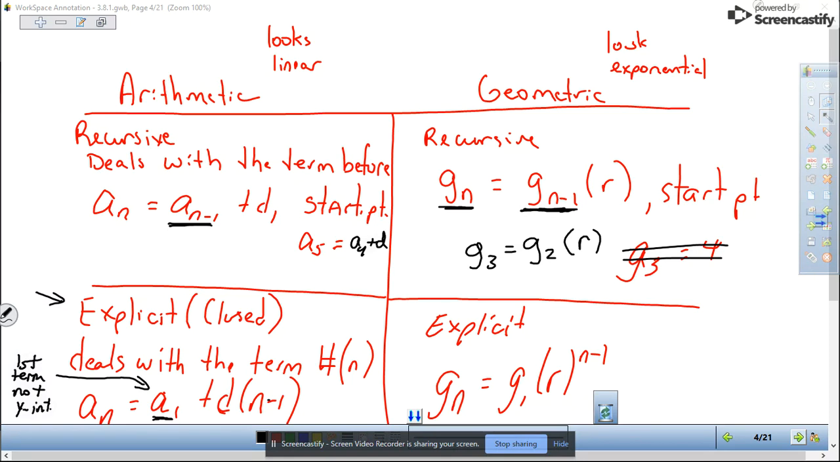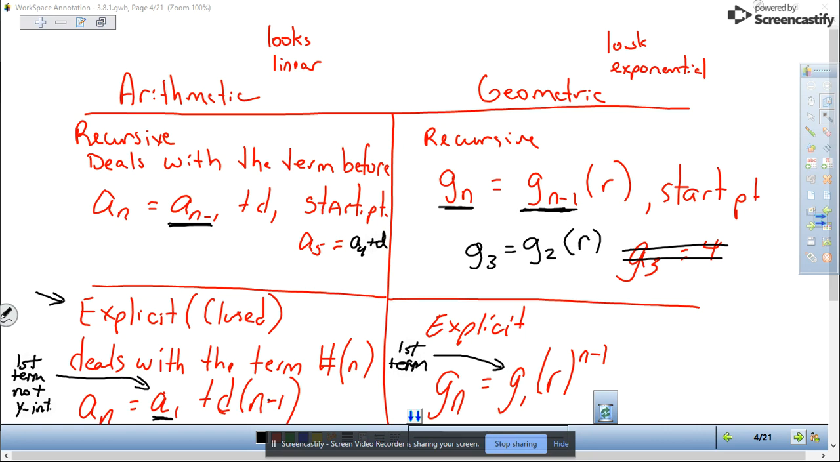Okay? And for explicit, we're going to come back to that exponential idea and that n minus 1 or x minus 1 idea. So it's not the zero term, it's the first term. Therefore, you can't use a times b to the x, because you're not doing a sub 0, the initial value. You're doing the first term, the next value. So you're talking about a1 instead of a sub 0, or in this case, g1.